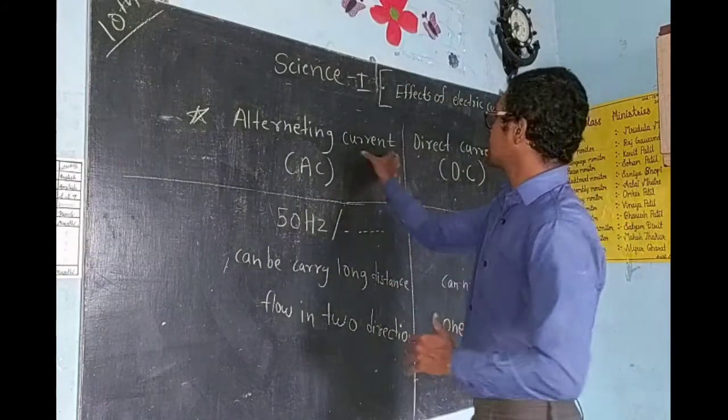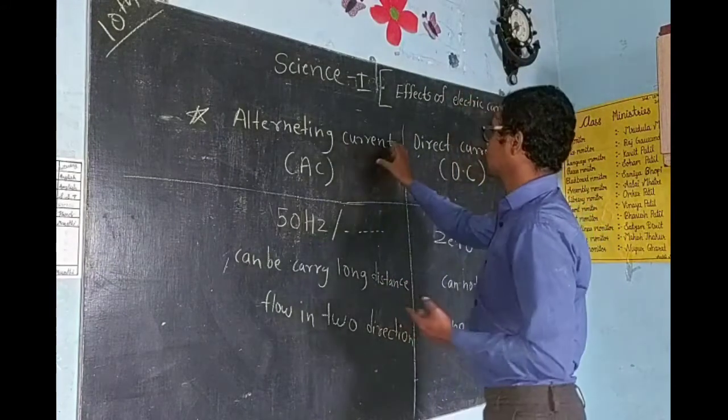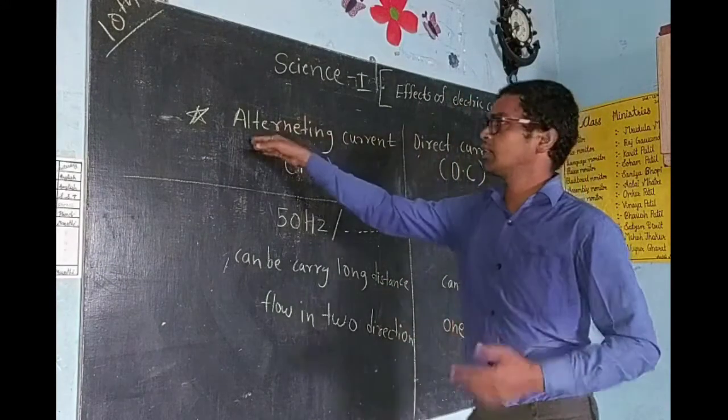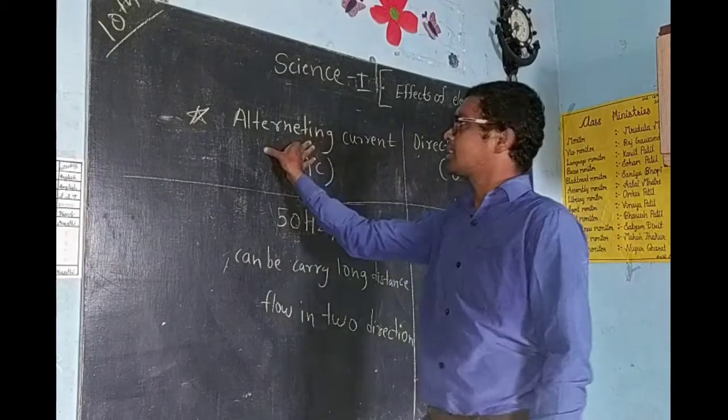Actually we know that electric current is the flow of electrons. So this word current is common, but here a different word is added: alternating and direct. So we will first understand what is meant by alternate.